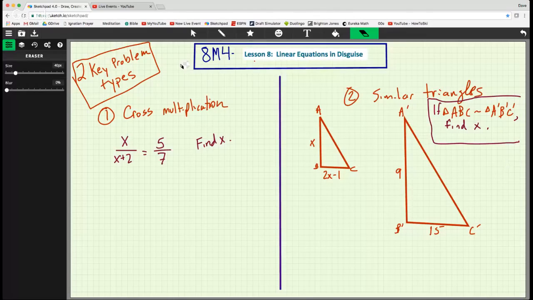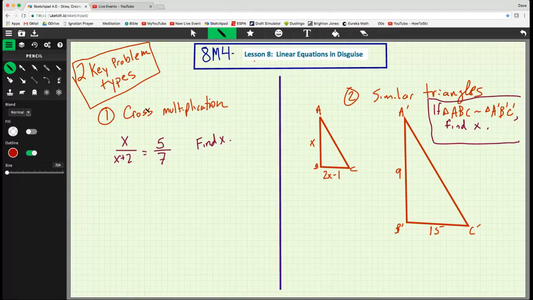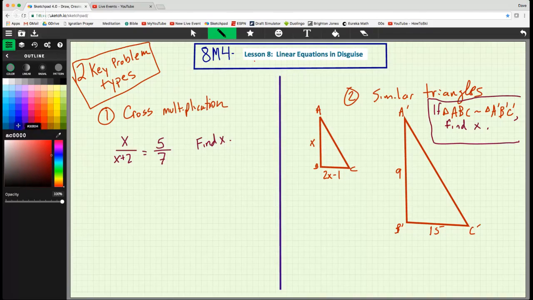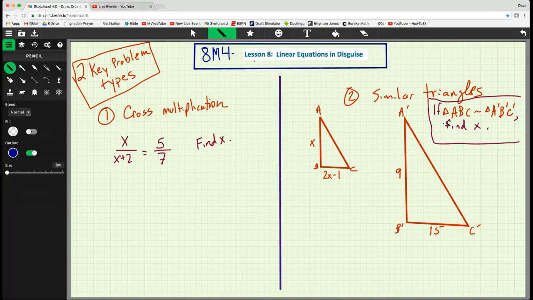The two problem types for lesson 8 are going to be cross multiplication problems that look like this. And the second key thing is we're going to work with similar triangles, and we're going to need to remember our properties of similar triangles. So we'll go over these one at a time.